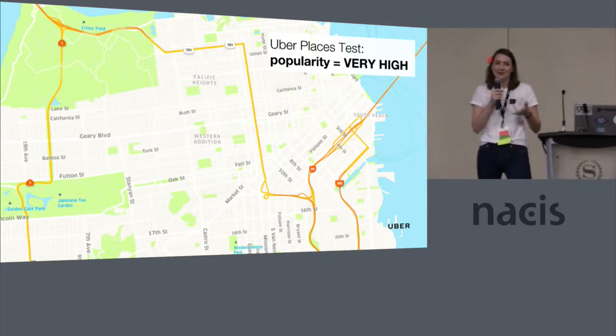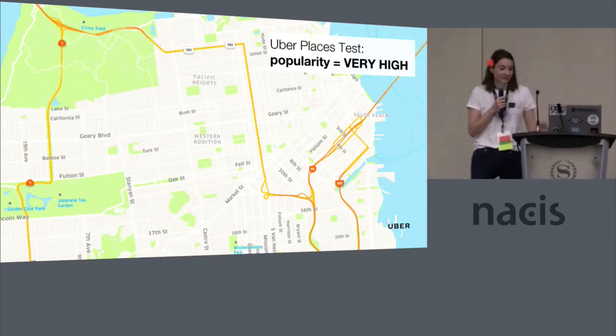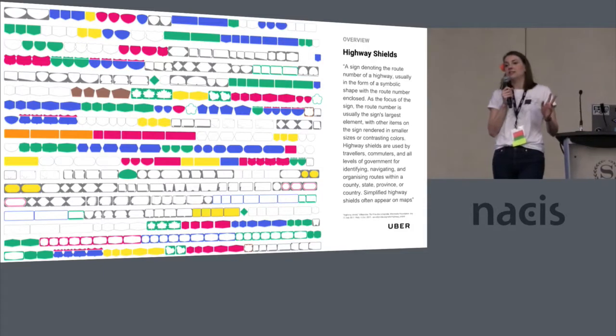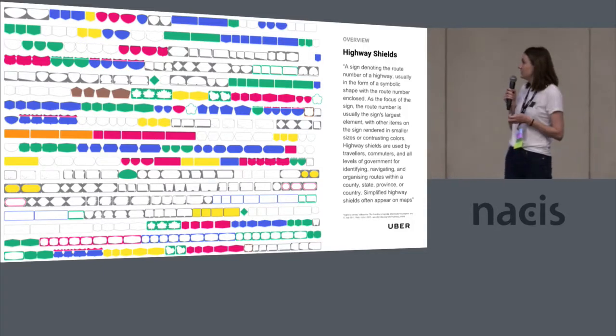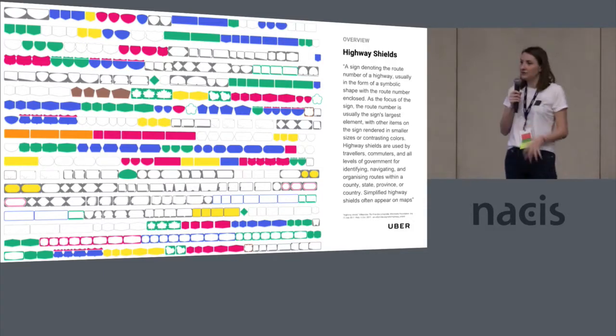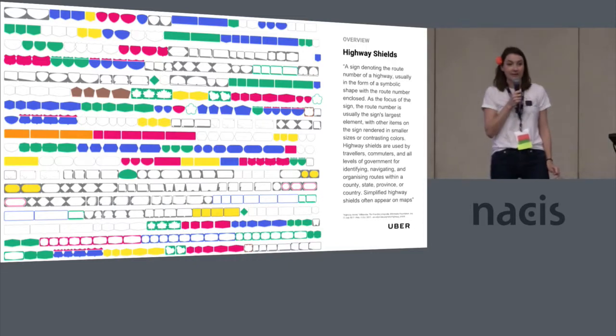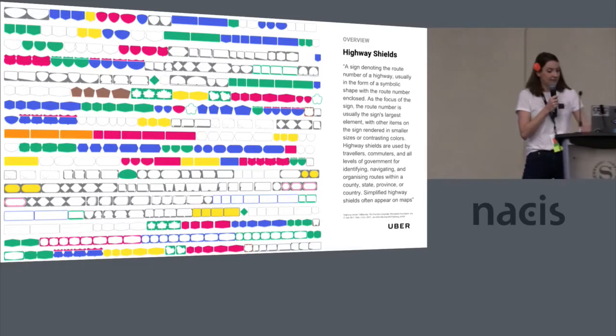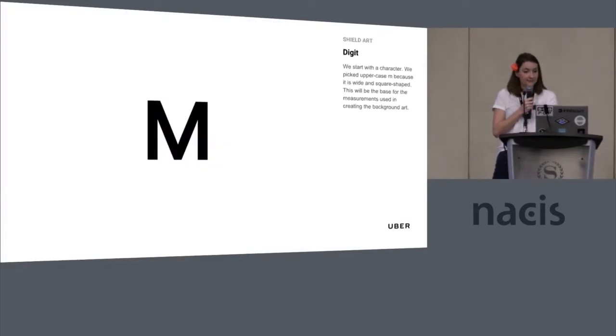So it was really cool to see that popularity is an okay signal for displaying places. Okay, now I'm going to geek out a little bit and talk about highway shields. I've shamelessly stolen this from my colleague Oliver Lookman, who's based out of Amsterdam. He did all these slides and all this work. I love it so much, that's why I'm presenting it to you today.